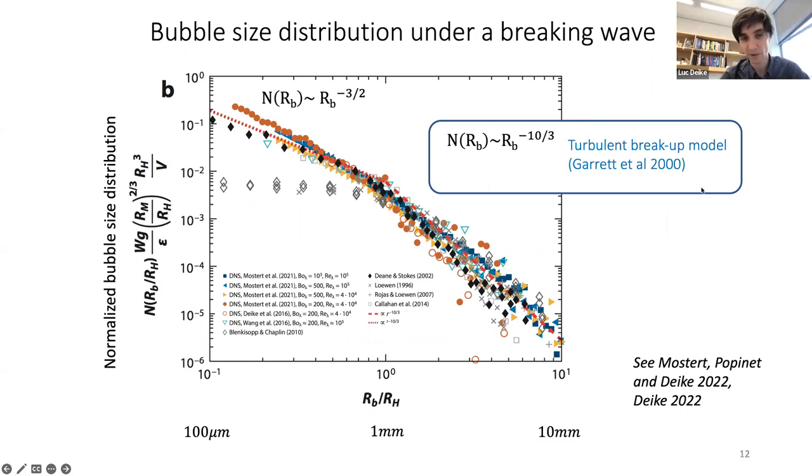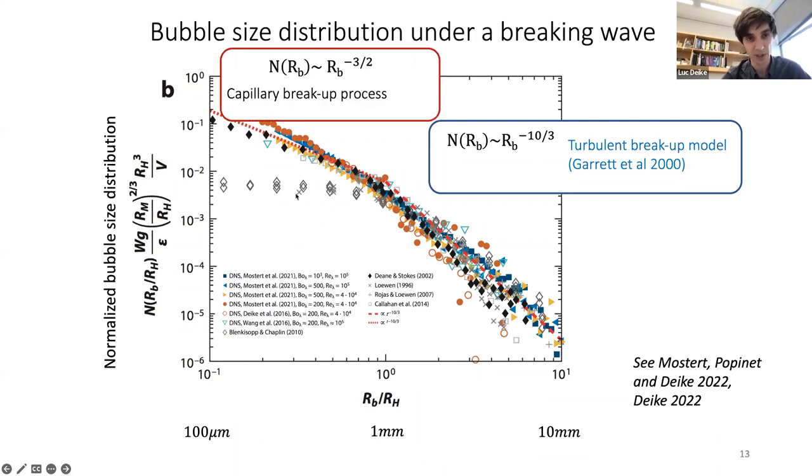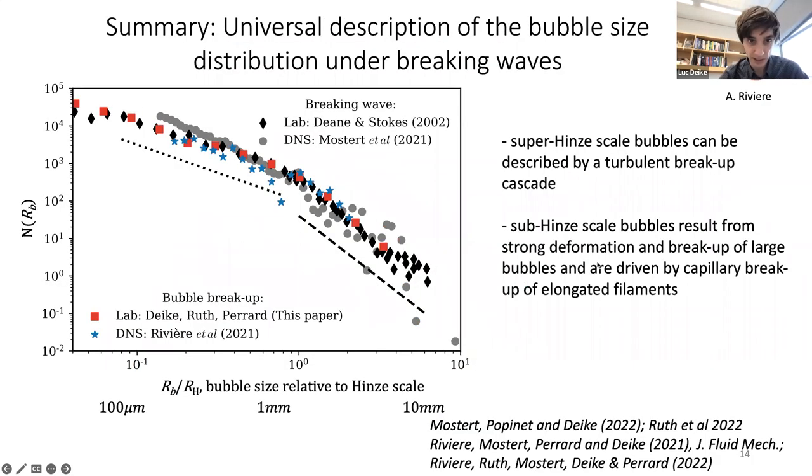This can be explained by a very nice turbulence model that was proposed by Chris Garrett a bit more than 20 years ago now. So this works really well. It makes a bunch of turbulence assumptions and it describes these large bubbles and this cascade of large bubbles. For the smaller ones, the explanation for the other regime has been a little bit more elusive. We recently spent a lot of time understanding and showing that this really comes from a capillary-driven breakup process. I'm going to skip the details, but the point is that we can explain and understand this shallow, small-bubble slope, and we also understand the larger bubbles. And so we have this universal description of the bubble size distribution in a breaking wave.